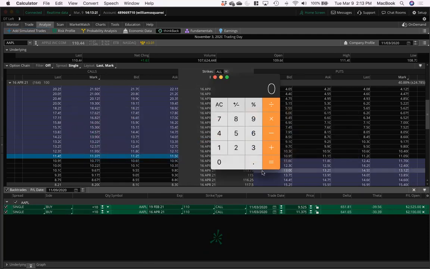So let's go to calculator, 2,100 divided by 11,375. So we're at an 18% return on our April expiration, and we're only about a few days into this one. And then for this one here, divided by 9,525, we're at 26% return on the one that's shorter.